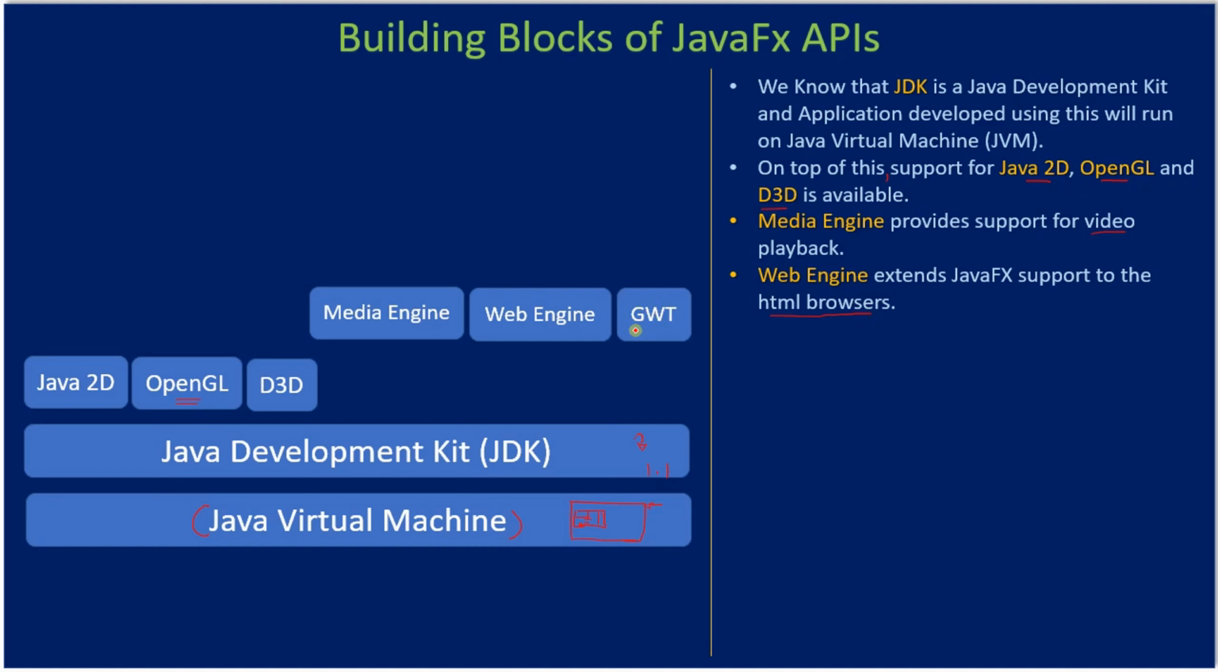Then there is something called GWT, the Glass Windowing Toolkit. So it looks like AWT, right? It's GWT, a more advanced UI based building block. The Glass Windowing Toolkit bridges UI controls with the native OS.